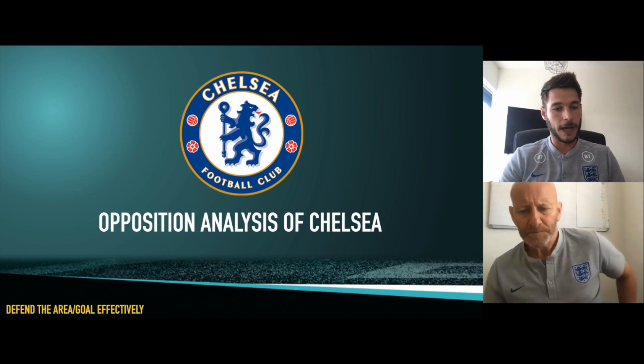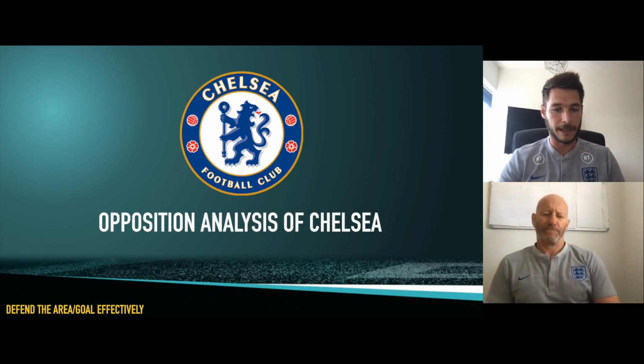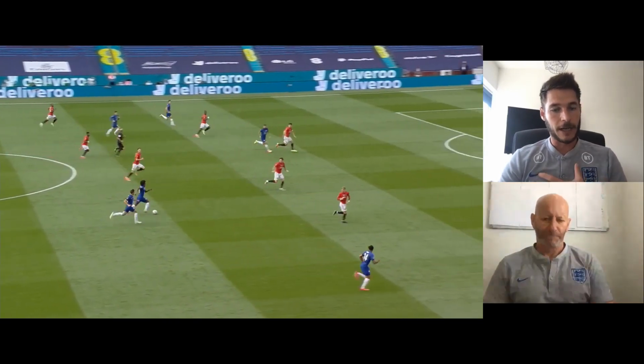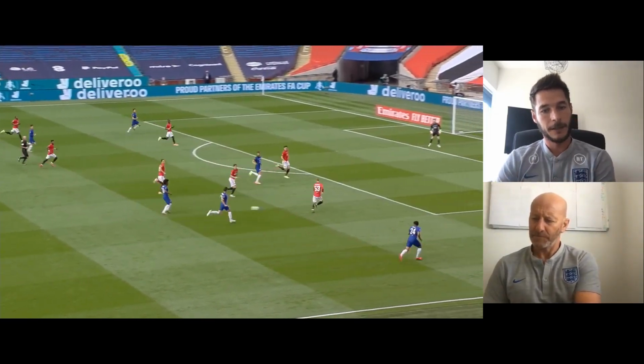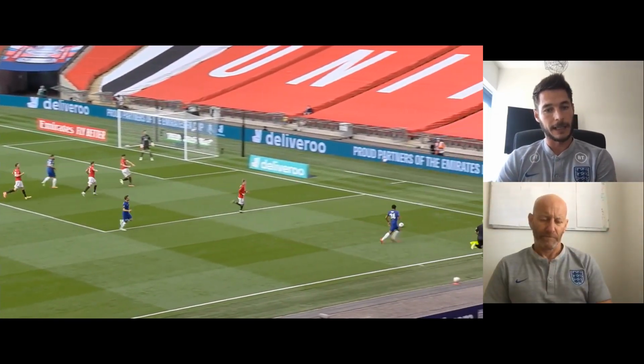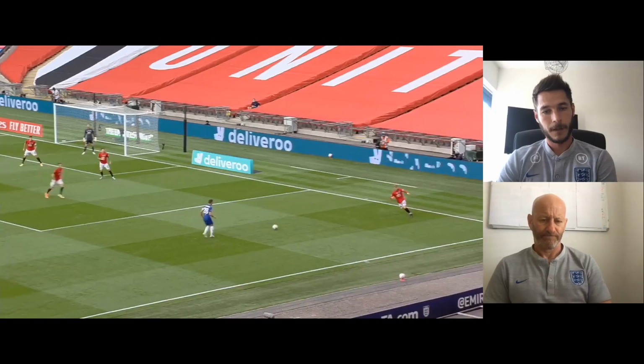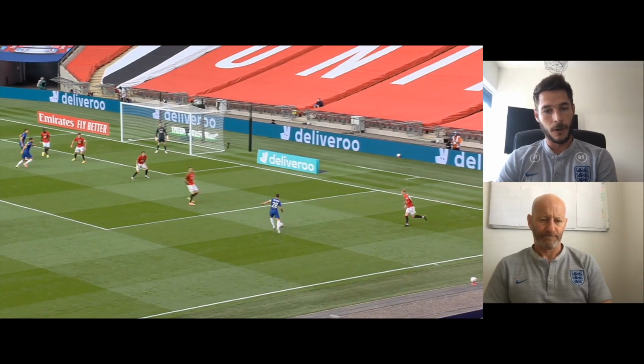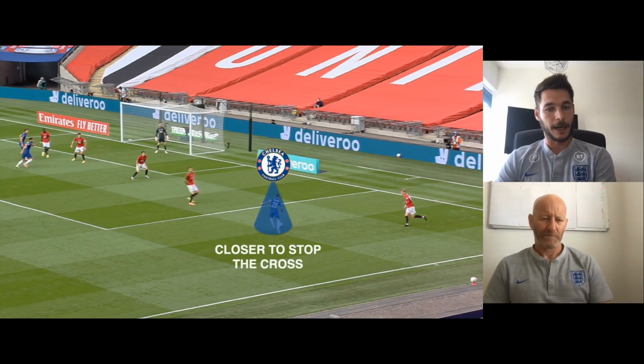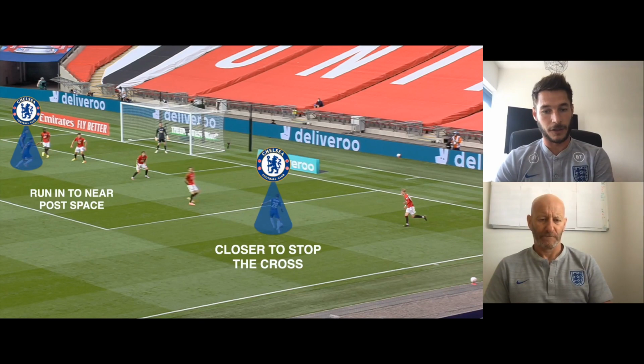So now we're going to look at defending the area and goal effectively, and this is where the organisation of your back line is going to come into this. So looking at Chelsea now getting into these little wide areas. Ball played back straight away. We need to get closer to stop the cross. So it's the midfielder in this scenario, but if it's the fullback, whoever's close there, they need to work harder to stop that cross coming in.